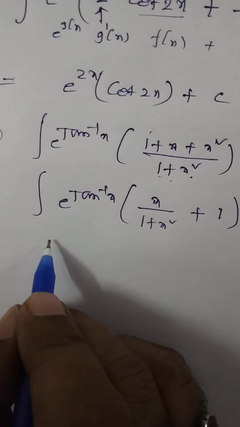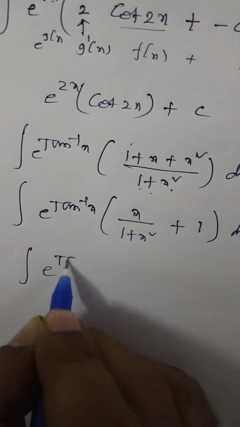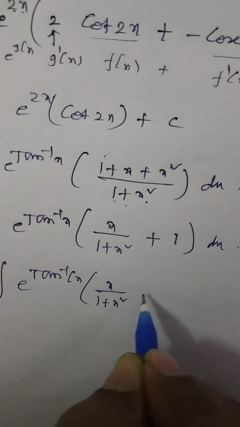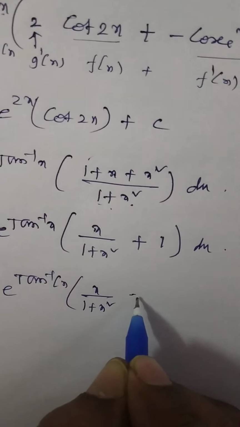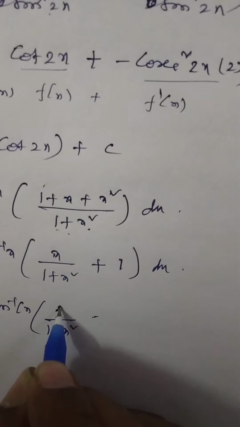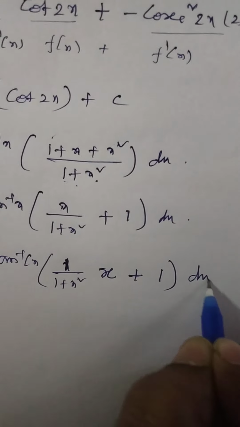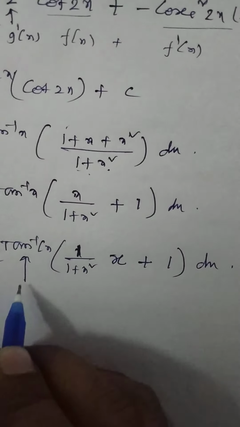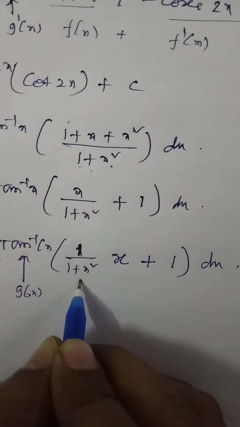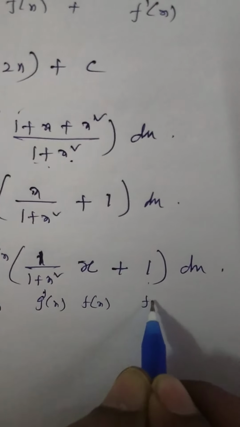This is in the form of integration of e power g of x into g dash of x, which is 1 by 1 plus x square, into f of x plus f dash of x dx. Now observe this. This is g of x here. What is the derivative of this? 1 by 1 plus x square. So this is g dash of x. And x is f of x. 1 is f dash of x.